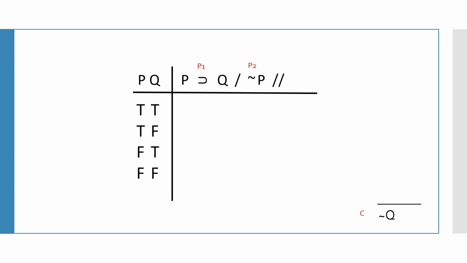Then we need to place our double line. The double line, once again, is separating all of our premises from our conclusion. So when you see the double line, what follows should be your conclusion. And then we stick our conclusion at the end, not Q. And once again, notice that I've put that little C, the conclusion indicator in red there, right above the negation or the tilde, because that's what I need to solve for in order to determine the total truth value of the conclusion.